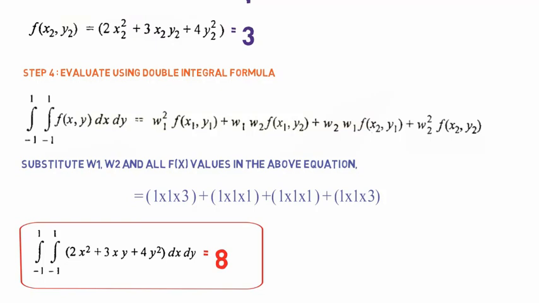That's all. This is the procedure for solving Gaussian quadrature problems for double integral methods.